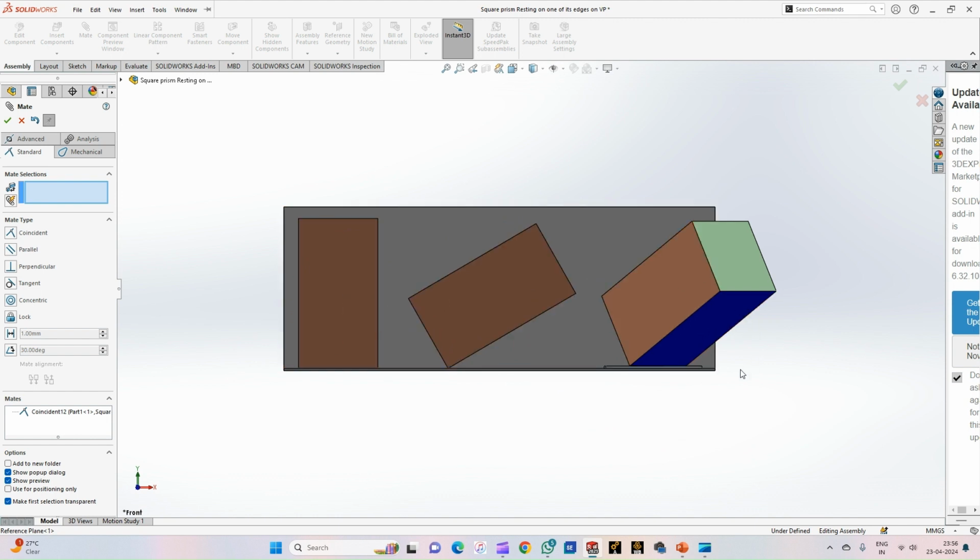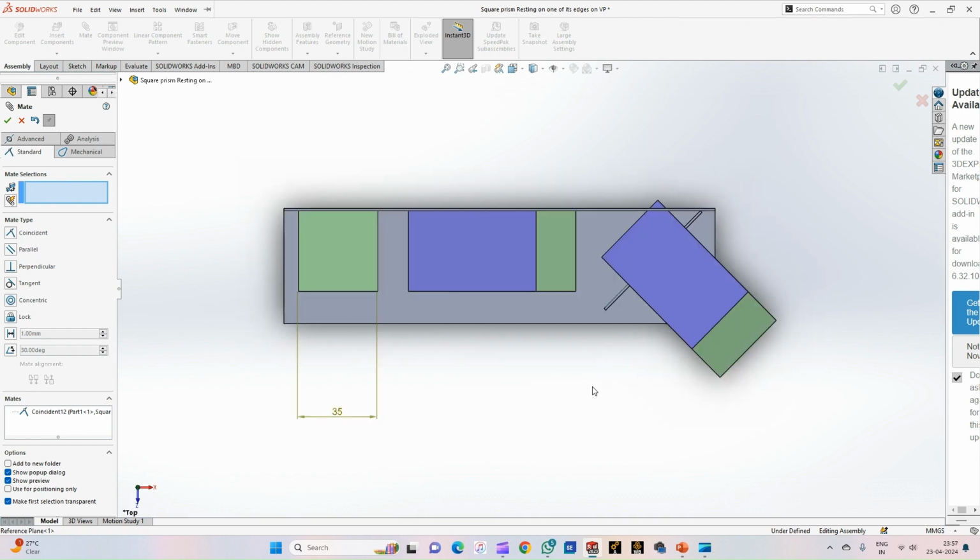This is the complete front view of the square prism. It is inclined at an angle of 30 degrees. The axis is inclined at an angle of 30 degrees to the horizontal plane, and then the resting edge is inclined to the vertical plane at an angle of 45 degrees. This is the front view, and this is the top view of the square prism. We can just move this. Okay, so this is the top view of the square prism.